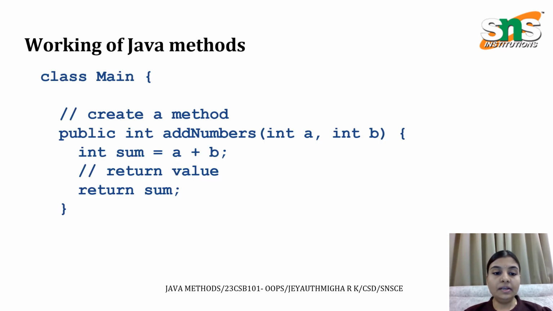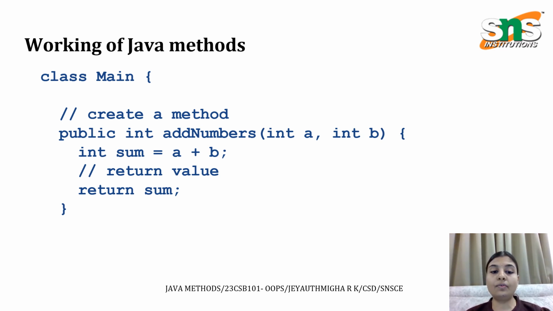So using an example class we have, we have defined the function public int addNumbers. Here we have passed two arguments to take the input values int a and int b, and then we have computed a and b and stored it in a variable sum, and then we have returned that sum.